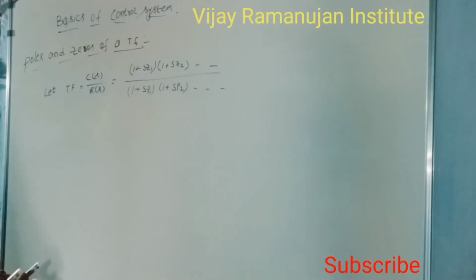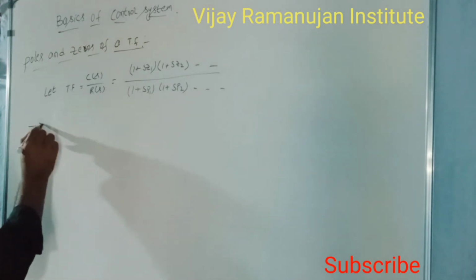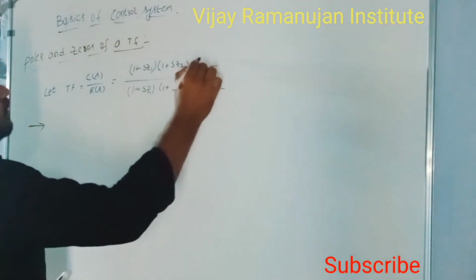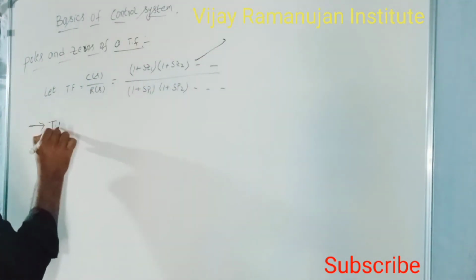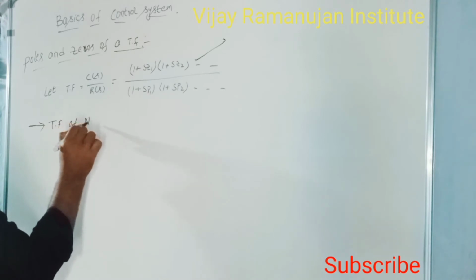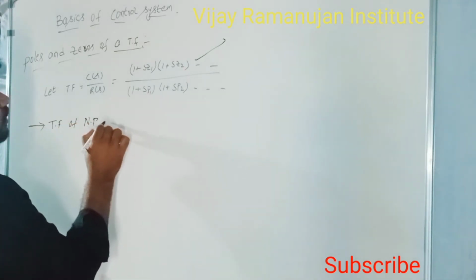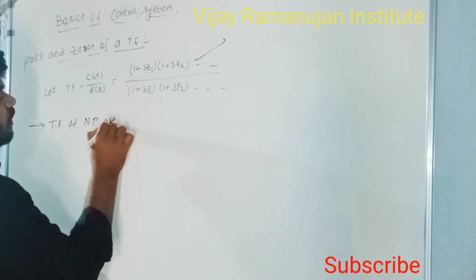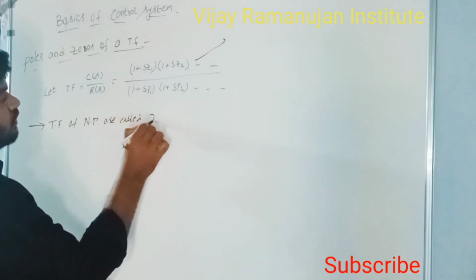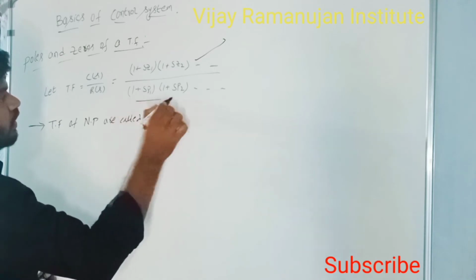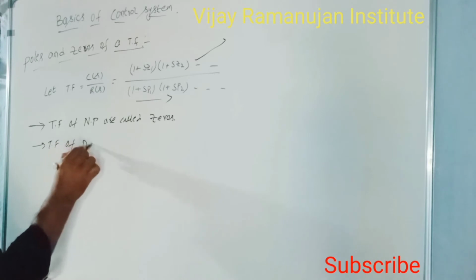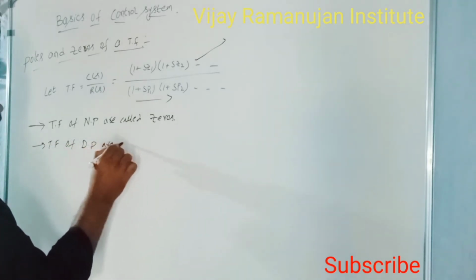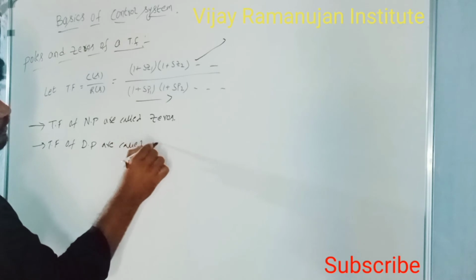Poles and zeros of a transfer function. You have to note down point-wise. Your first point: the roots of the numerator polynomial of the transfer function are called zeros, and the roots of the denominator polynomial are called poles.